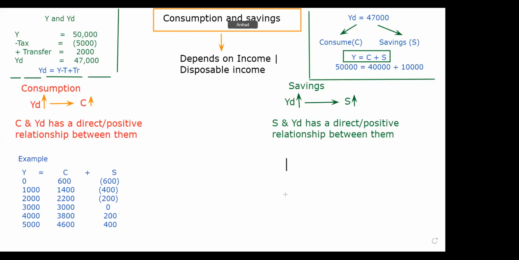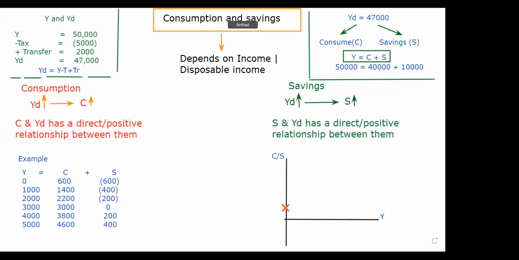How can you plot these numbers into a graph? Remember, in this macroeconomic equilibrium, whenever you're drawing graphs, the horizontal axis is always income, always. This axis can change. So here I'm saying consumption and savings. So look at my consumption. When my income is zero, I'm consuming 600 somewhere there. When my income, let's say, is 1,000.